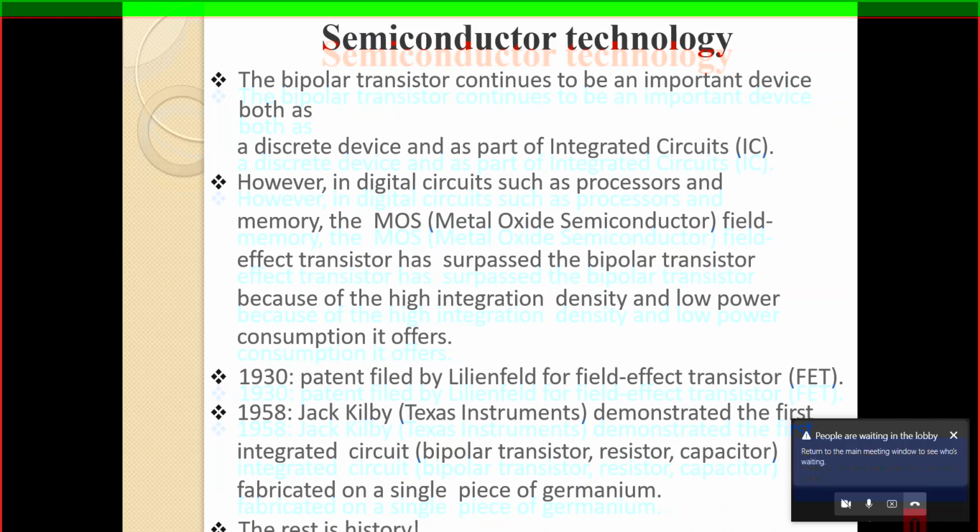The evaluation is MCQ based. It carries 5 marks for the evaluation of electronics.